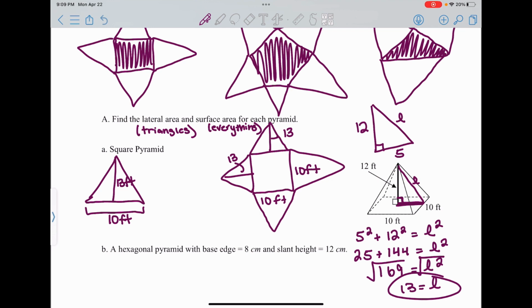So with this piece of information, I am now ready to find the area of my triangles. To find the area of a triangle, I do base times height divided by 2. 10 times 13 is 130. Divided by 2 is 65. But remember, this is just one triangle out of 4. And because this is a square base, all my triangles are congruent. So in order to find the entire lateral area, all I have to do is 65 times 4. And this gives me a lateral area of 260 feet squared.